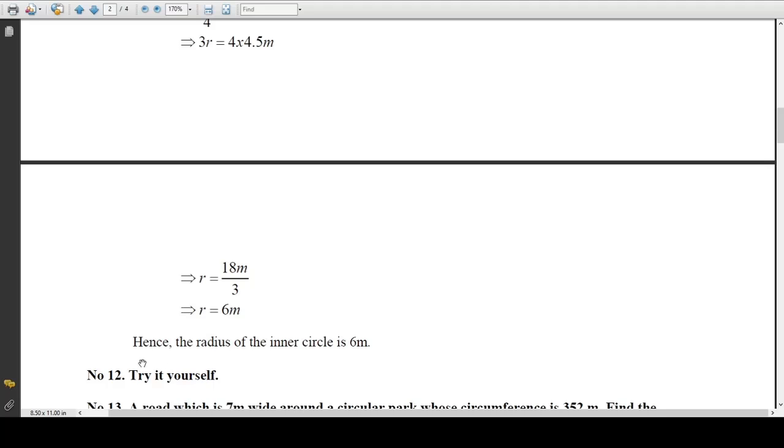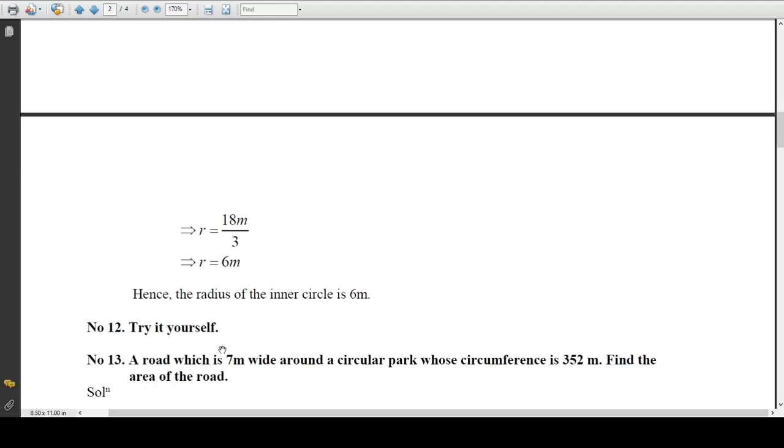Next, number 12 is almost similar to this problem that we have just solved. You try to do it by yourself. And now we'll move next to number 13. A road which is 7 meter wide surrounds a circular park whose circumference is 352 meter. Find the area of the road.